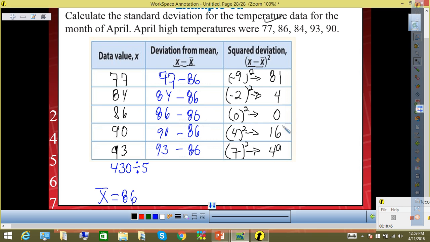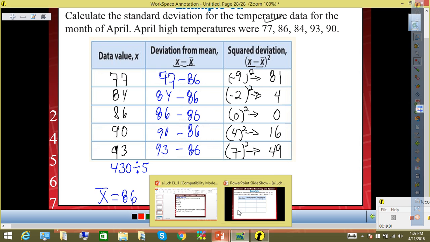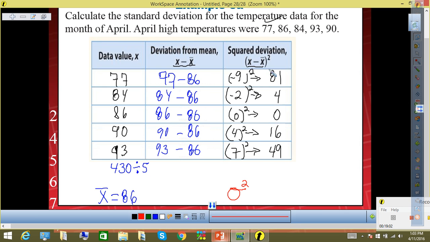All right. So now, what do we do with these numbers? What we do with those numbers, we're going to find the mean again, and that mean now is called the squared deviation. Very good. How do we find the mean again? We find the sum and then divide by how many numbers there are. How many numbers are there? 5. So find me the sum first so I can write it in there.